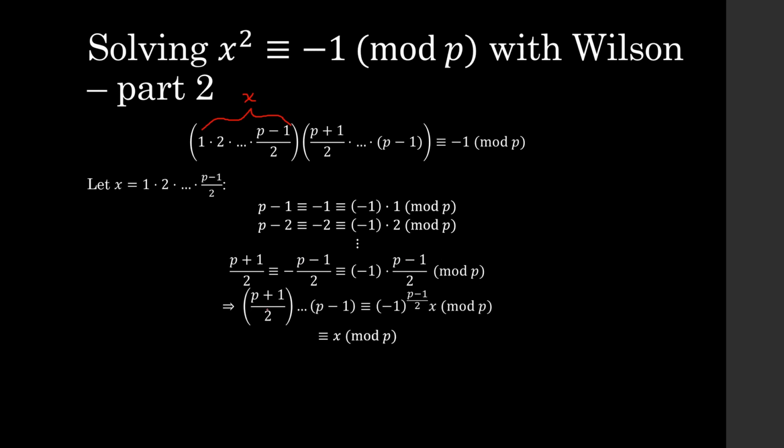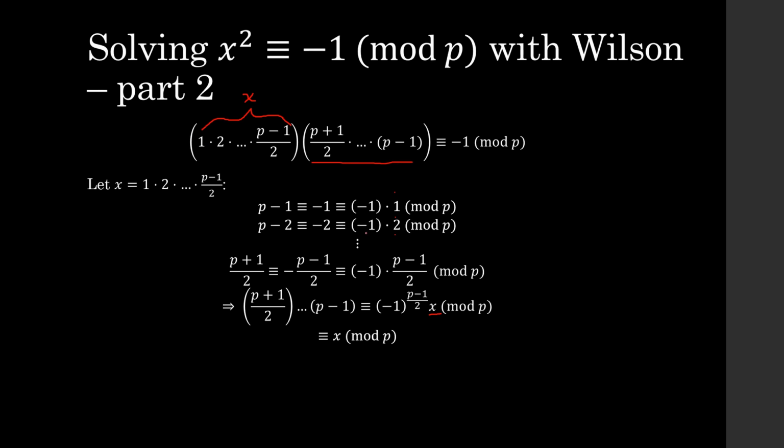So that means that P plus 1 over 2 times P plus 1 over 2 plus 1 times P plus 1 over 2 plus 2, and so on all the way to P minus 1. So that's just this second half here. That is going to be congruent to minus 1 to the P minus 1 over 2 times x. So why did I do that, right? So for each of those, it's congruent to minus 1 times 1, so that's for this one. Then I've got minus 1 times 2, and all the way up to minus 1 times P minus 1 over 2. So the 1 times 2 times 3 is going to come after, then times 4 all the way to P minus 1 over 2. That's the same as x, so that's what we wrote here.